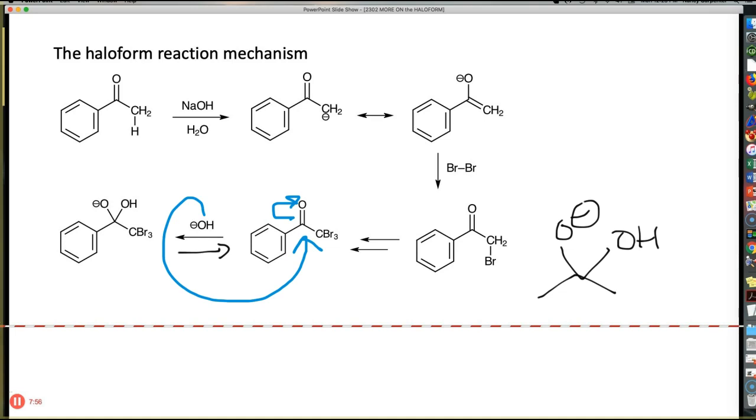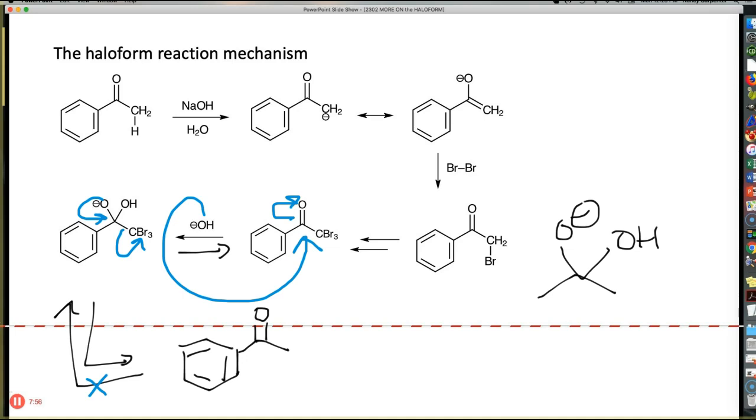But wait. It's all about the leaving groups. And now we actually have a halfway decent leaving group. What? You say what? Well, if I kick this back down, and instead of kicking out my OH in the reversible step, I instead kick out what? I break that carbon-carbon bond. Is this mechanistically feasible? And the answer to that question is, boy oh boy, is it ever, because it's going to be irreversible.